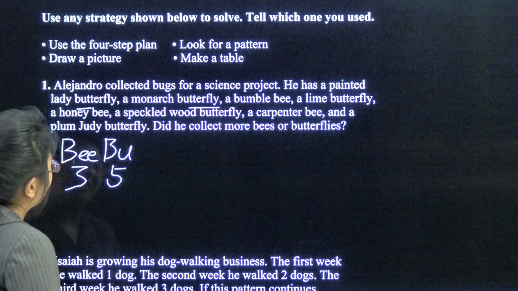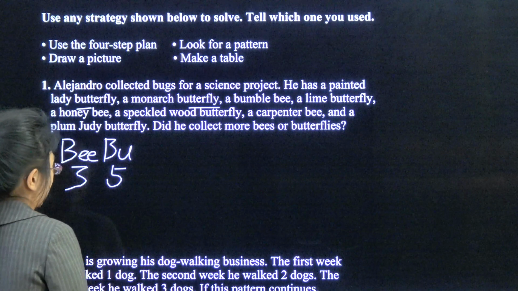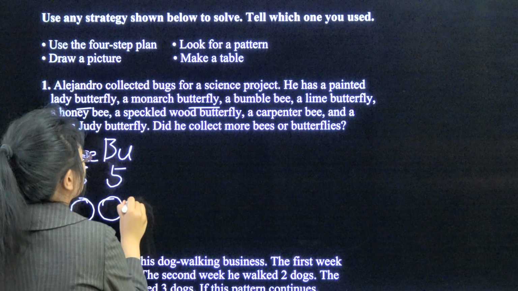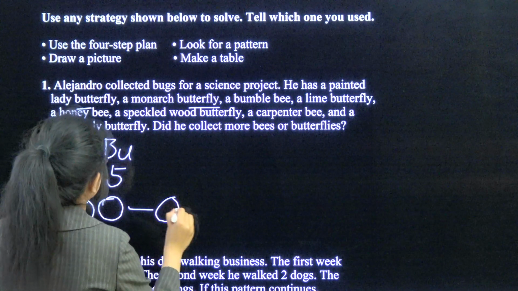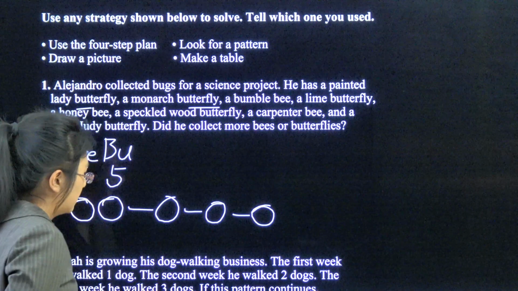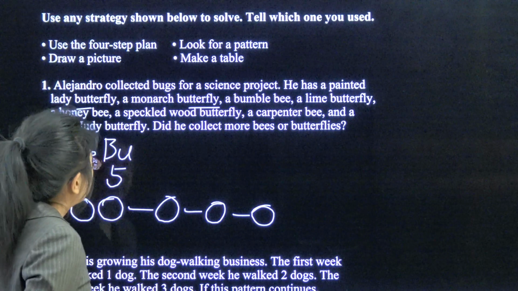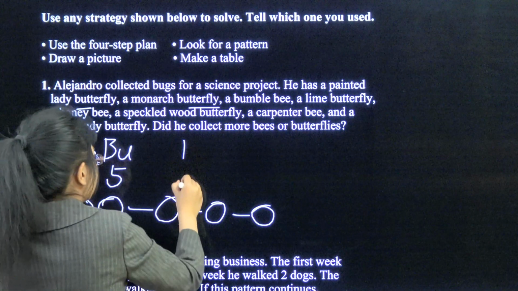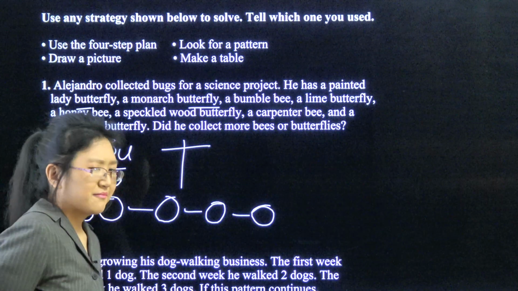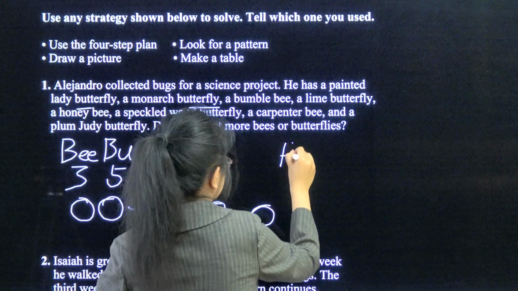You could also do a simple diagram such as circles for butterflies and lines for bees. So circle, circle, line, circle, line, circle, line, circle. So there's more circles. You could also make a chart or table and do a tally. But your general conclusion would be he collected more butterflies.